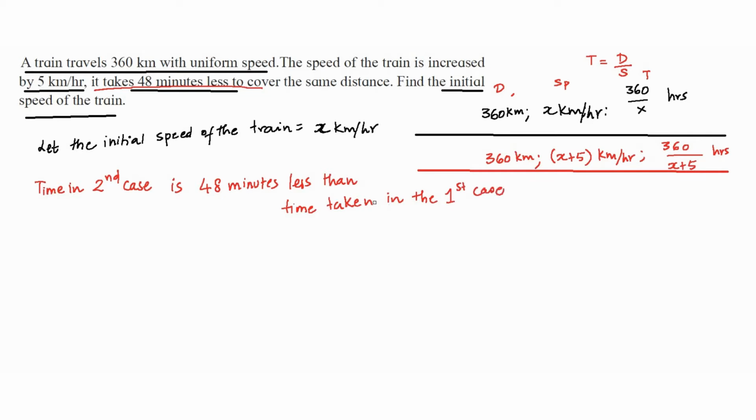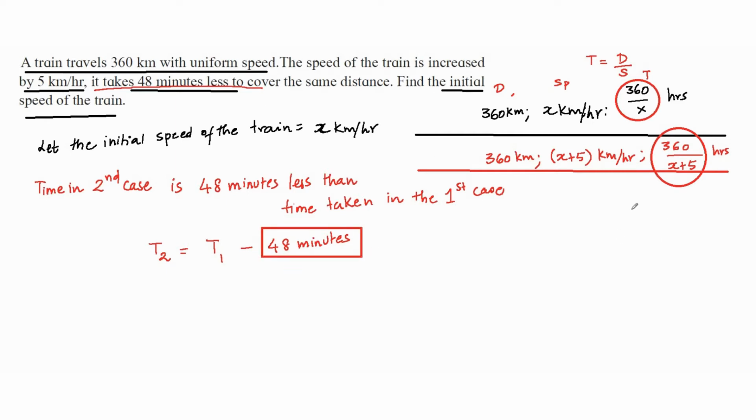Which means that mathematically I can say that time taken in the second case is time taken in the first case minus 48 minutes, right? Time taken in the second case is 48 minutes less than time taken in the first case. Now, by the way, both the times have been mentioned in hours. If you notice, the expressions for time had the units of hours because the distance was in kilometers and the speed was in kilometers per hour. That's why the time is in hours, which means I need to convert this 48 minutes into hours.